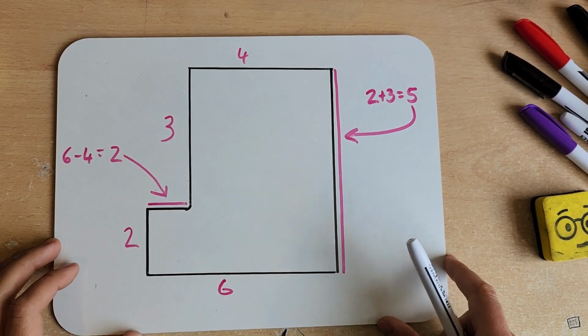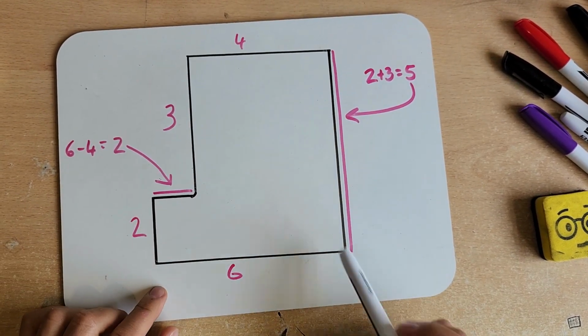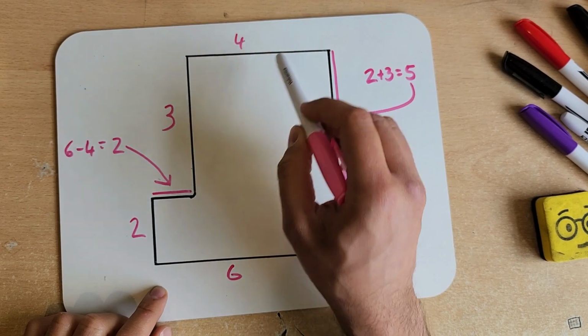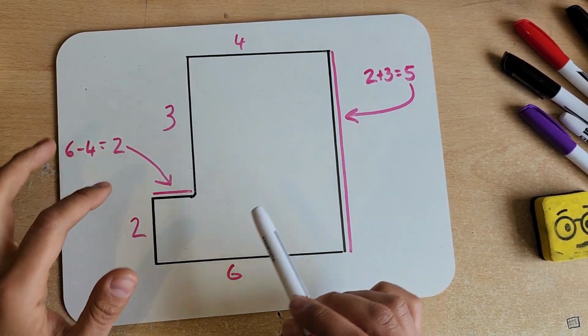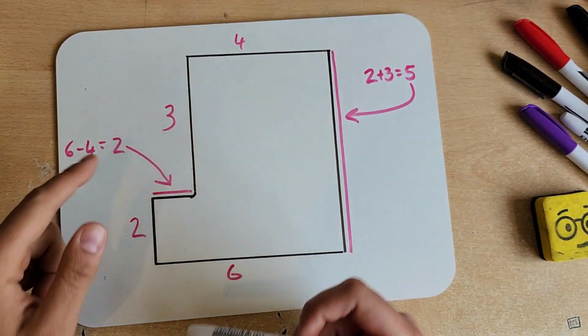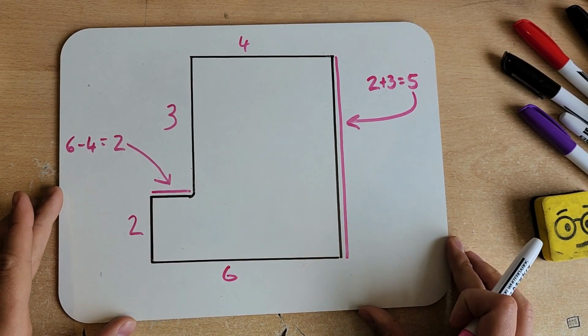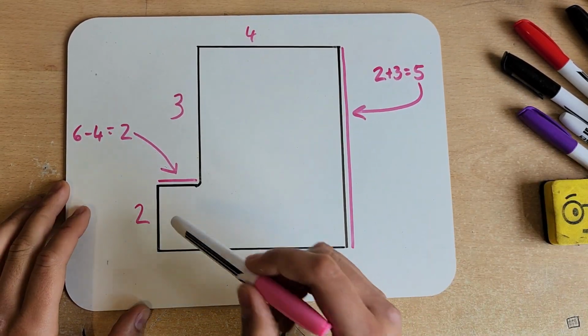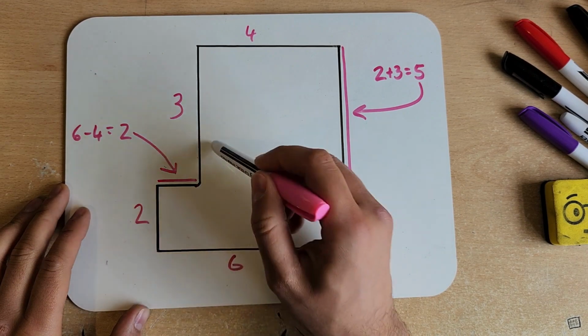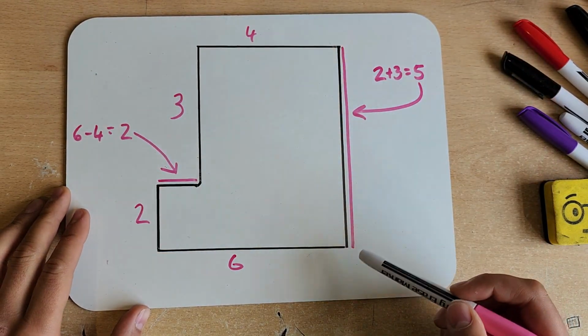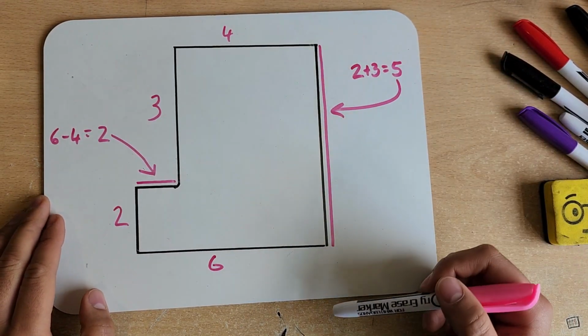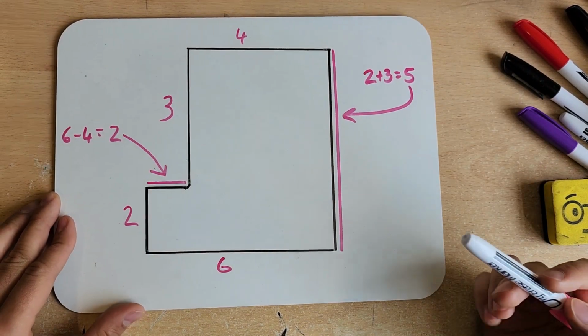Okay, so here we have a big length of 6 and a smaller length of 4. This length equals 6, so we subtract 6 and 4 and it gives us 2. Happy days. Over here we've got something different. We have 2 small lengths, and these 2 small lengths are the same as this one. So we total them and that gives us 5. This length here is 5.